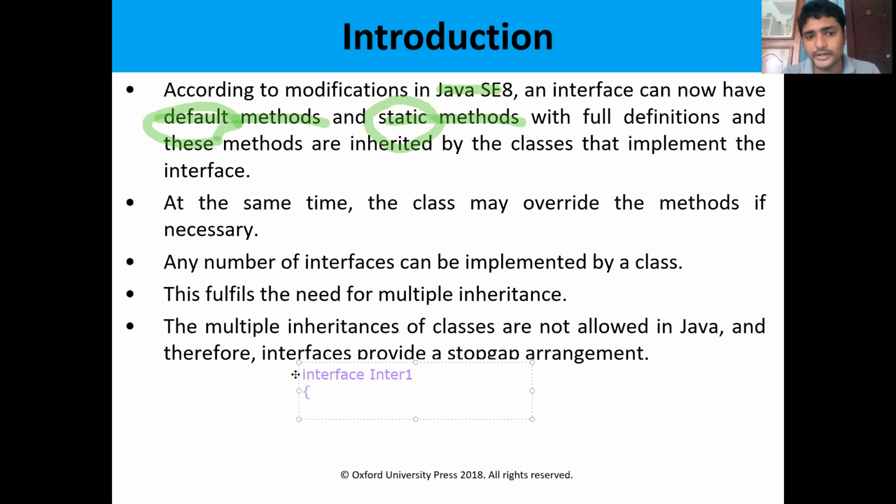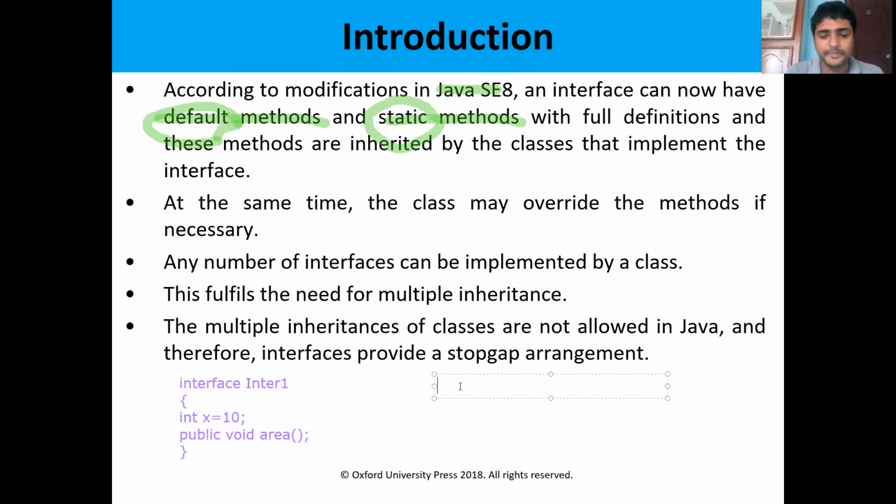In general, it may have a constant value, int x = 10, or it may have some public abstract method, void area. This abstract method doesn't have any definition. So this is the basic declaration of an interface. After Java 8, there may be some changes.